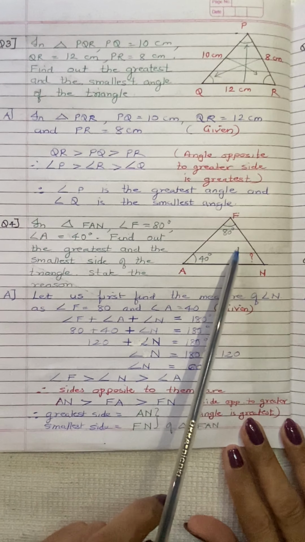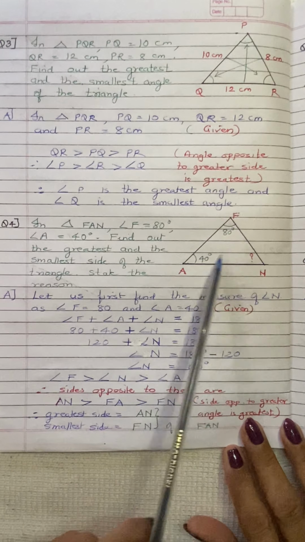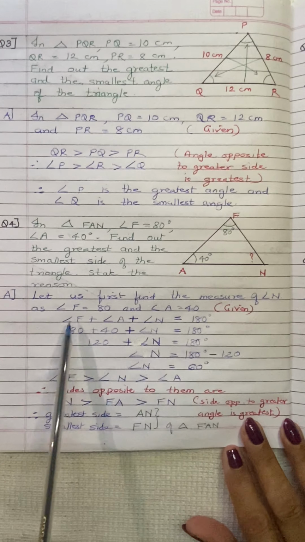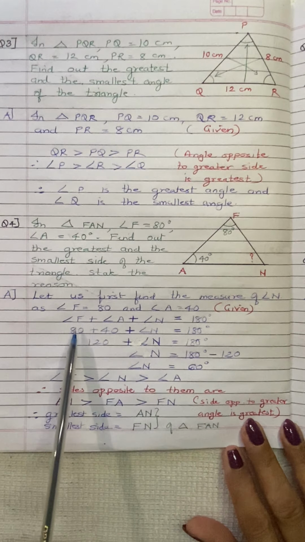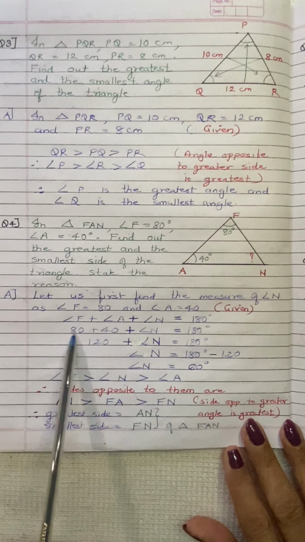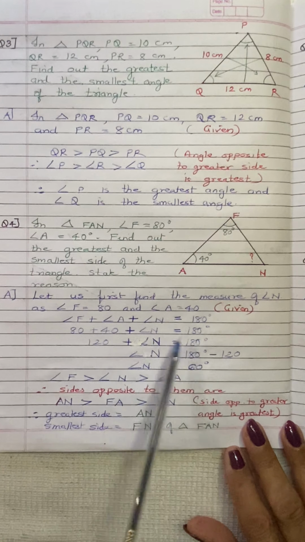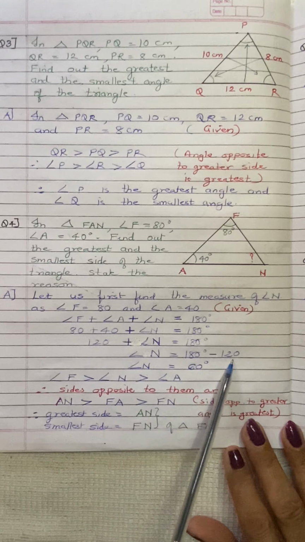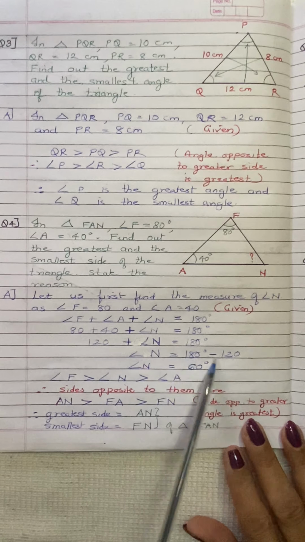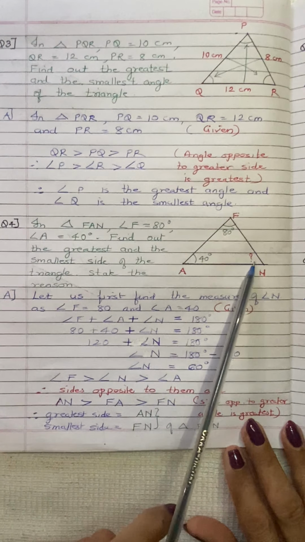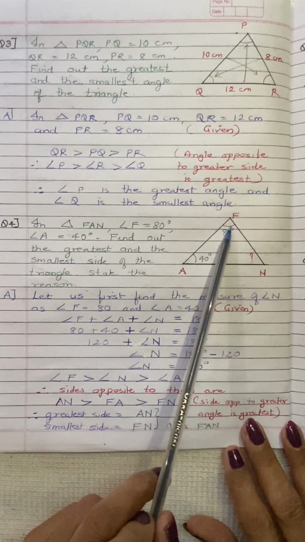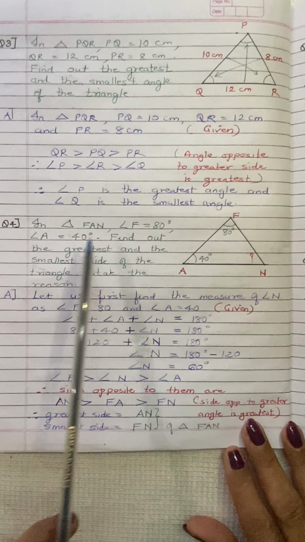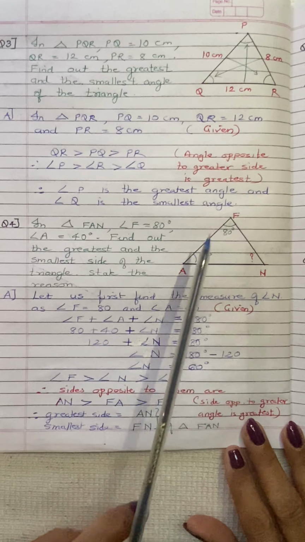According to the properties of triangle, the sum of the measures of the three angles of a triangle is equal to 180 degree. So angle F plus angle A plus angle N is equal to 180. If I substitute the values of F and A, 80 plus 40 plus angle N is equal to 180, that is 120 plus angle N is 180. Take it to the right hand side. So 180 minus 120, angle N is equal to 60 degree. Now we have to compare the sides opposite to F and A only.